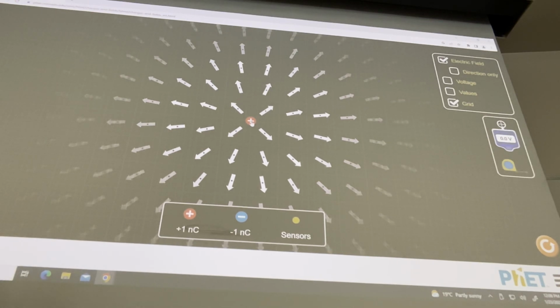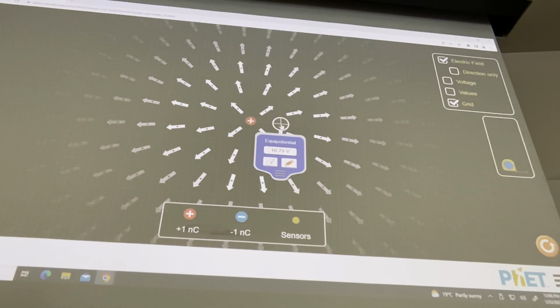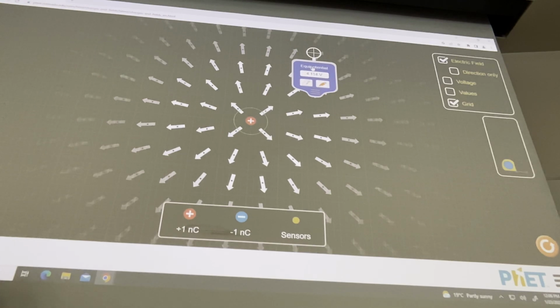We can draw equipotential lines, and I can use my little potential sensor to draw that. So if I draw a line, let's say I'll start in at about 30 volts. I'll put my sensor on top of where it's about 30 volts, and I'll draw a line. If we think about what this line represents, everywhere on this green line, the potential is 30 volts.